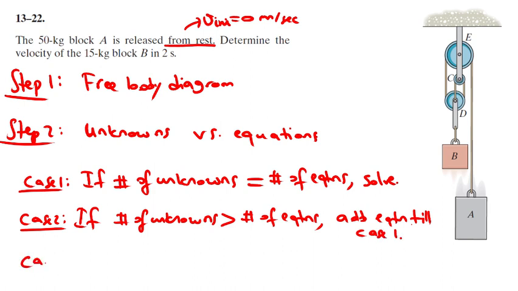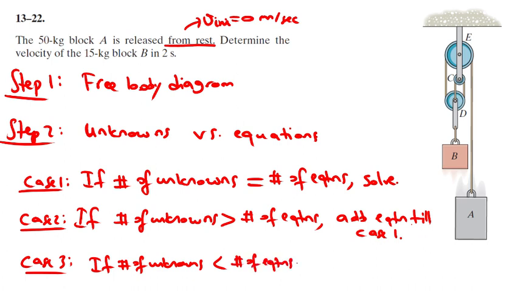Then case 3 is that if the number of unknowns is less than the number of equations, then delete some equation or check for the, so that's called, I mean, let's not go into deeper. This one's enough. So these are the 3 cases that we will do today.